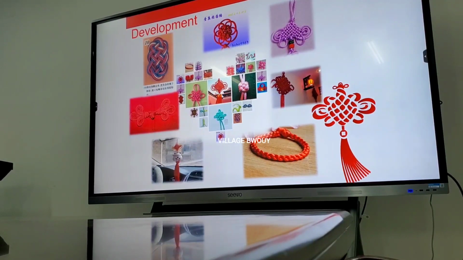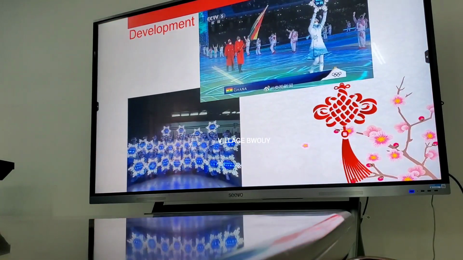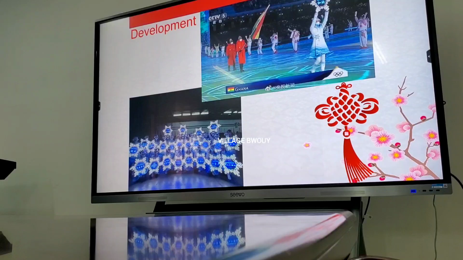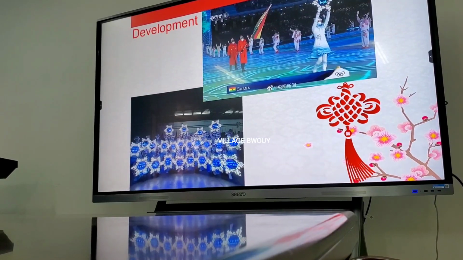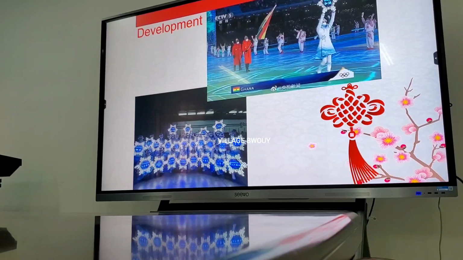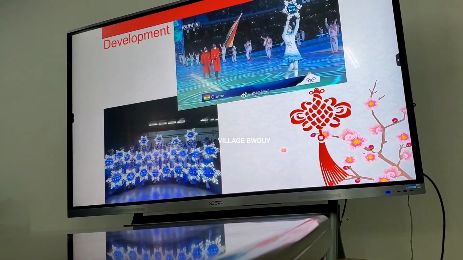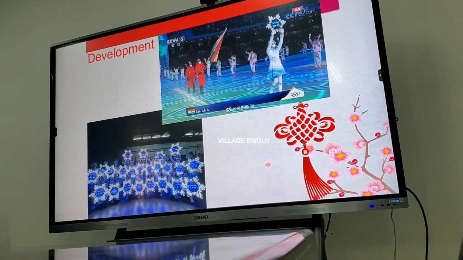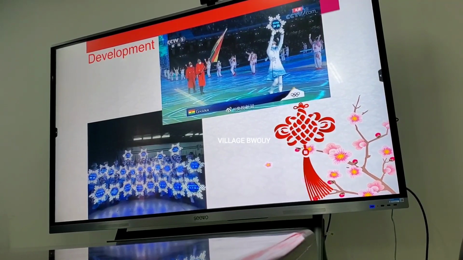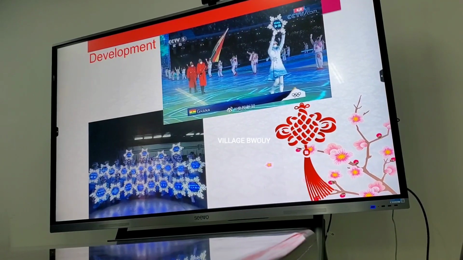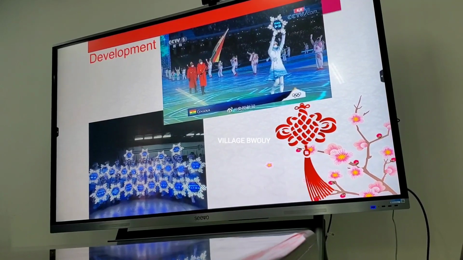And recently, in the 2020 Winter Olympic Games, if you see that leading girl is holding the plate, that plate includes Chinese knots in it. You see that? Yes. Okay. And this is the Ghana team. You're from Ghana, right? Yes. I specifically chose this one for you guys.